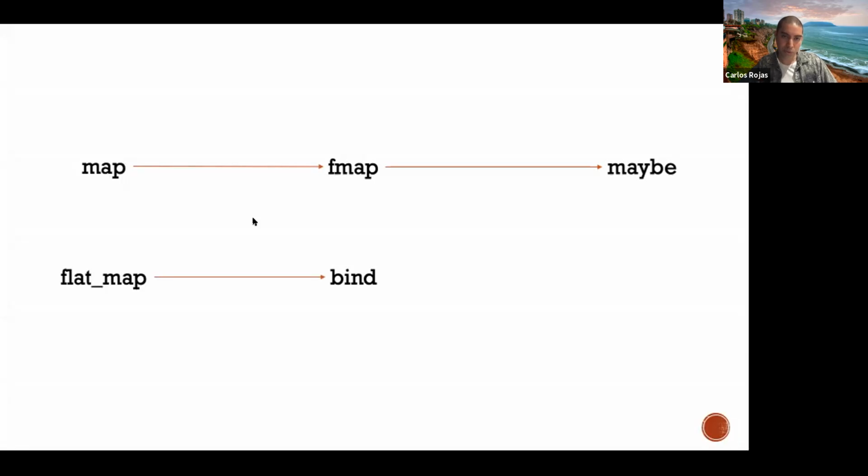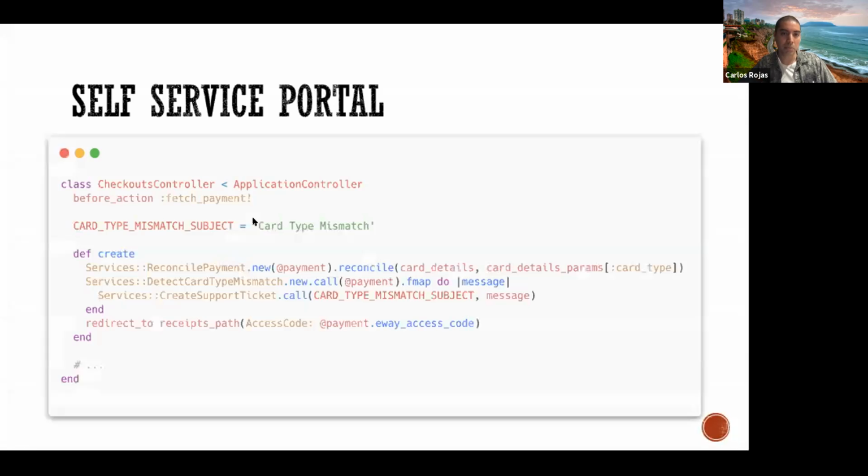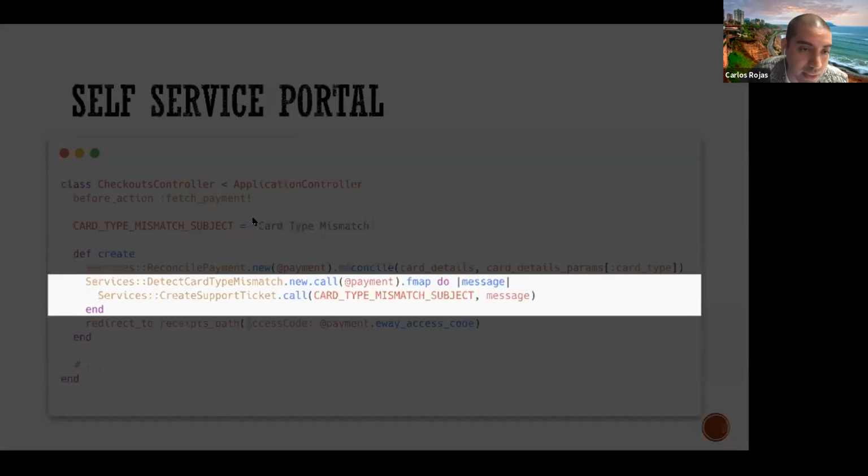So with that change in terminology, this is how it would look in one of our projects. This is some code that is trying to detect car type mismatch. That first class is returning a Maybe box, and then it's doing an fmap. So a map is unwrapping it to create a support ticket.